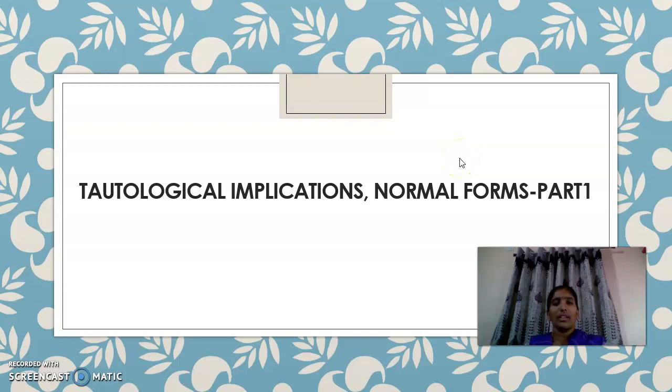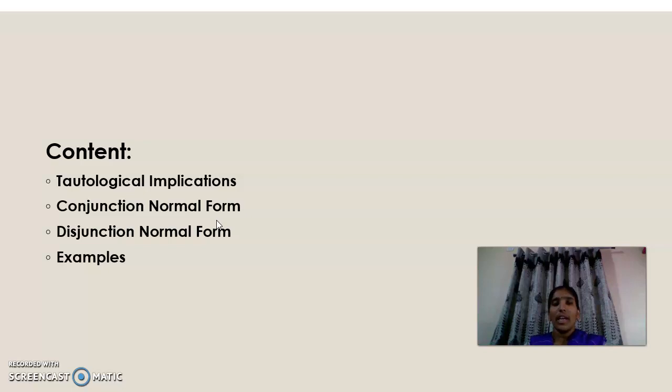Hi students, so now we will discuss the tautological implication and normal forms. First we will see the tautological implication. The name itself, tautological, already we know what a tautology is: the truth value is always true. Implication means conditional, so tautological implication. After that we will see the normal forms: why we use normal forms, and how many types of normal forms there are.